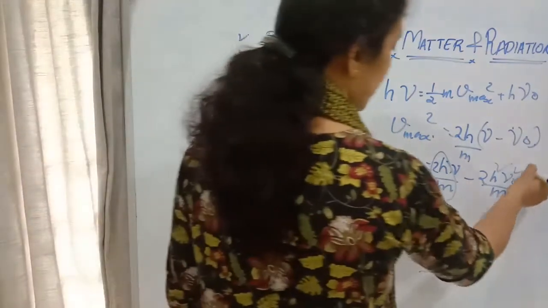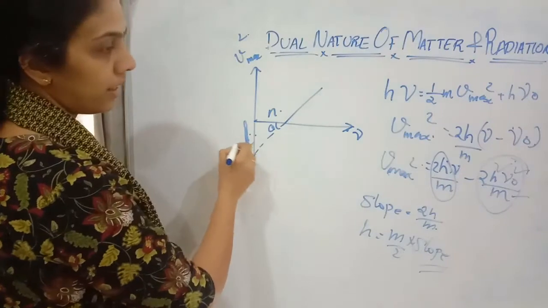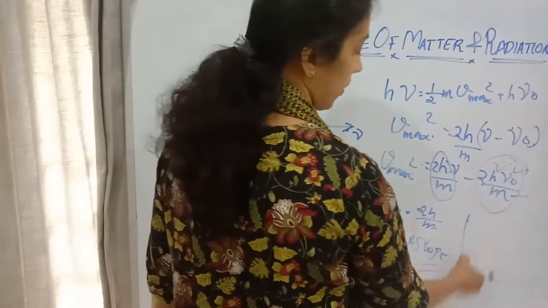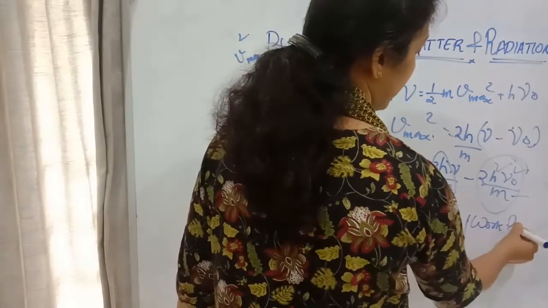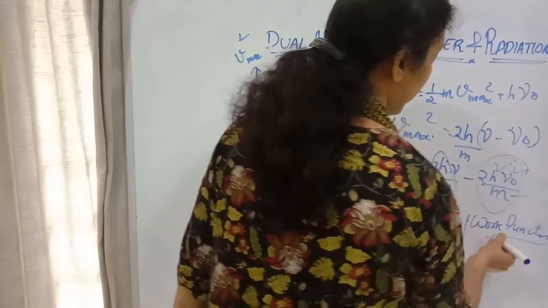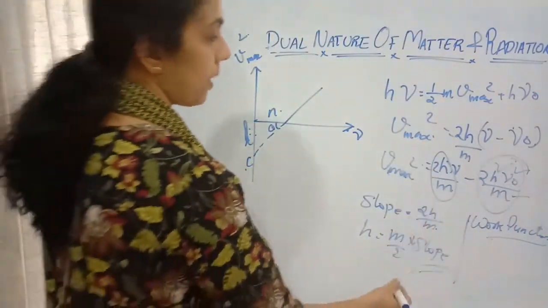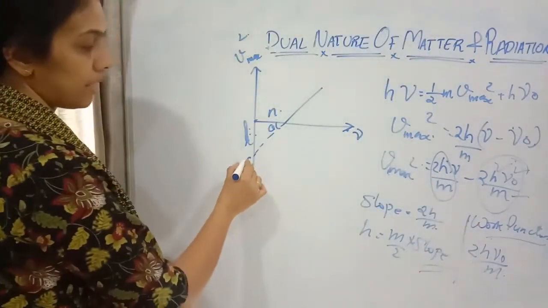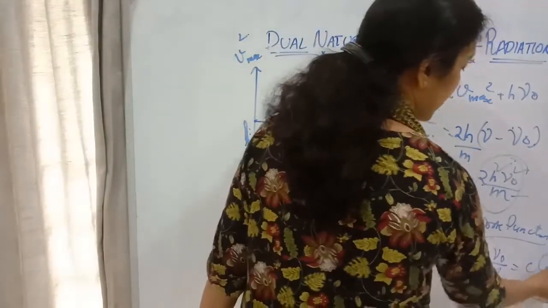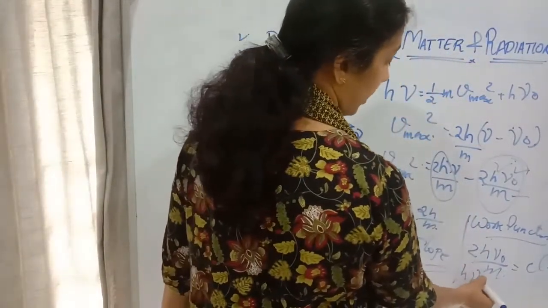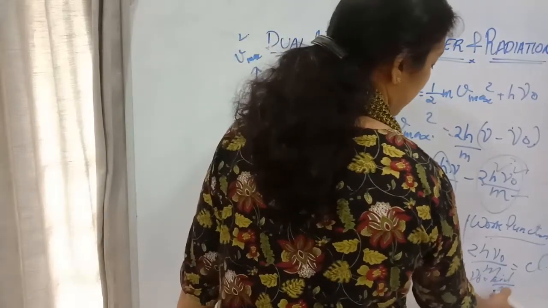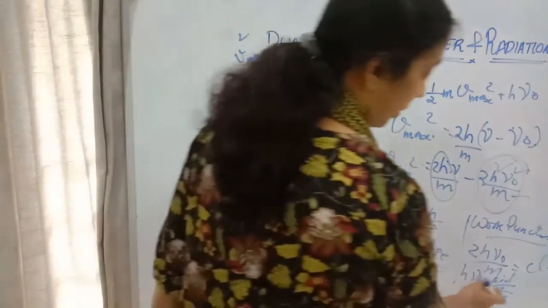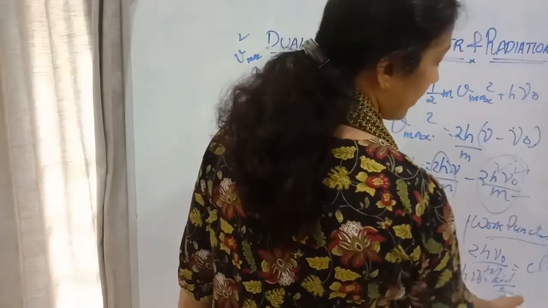Now see, what is the y-intercept? It is 2h nu 0 by m, with the sign negative, and here it is given as L. Next, we need to find the work function. For that, the constant value is 2h nu 0 by m. That is the y-intercept, but here it is given as L. Therefore it is equal to L. So h nu 0 equals m L divided by 2. This h nu 0 is the value of the work function.